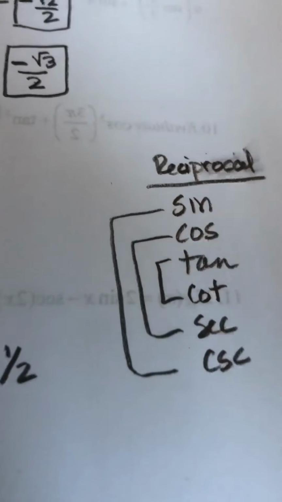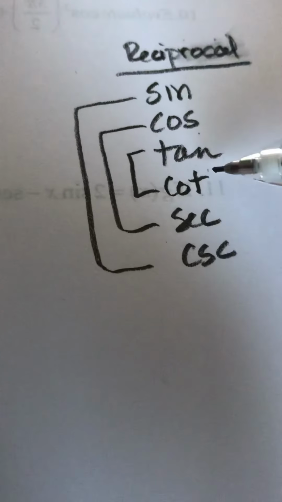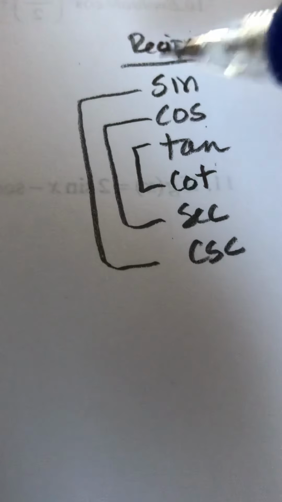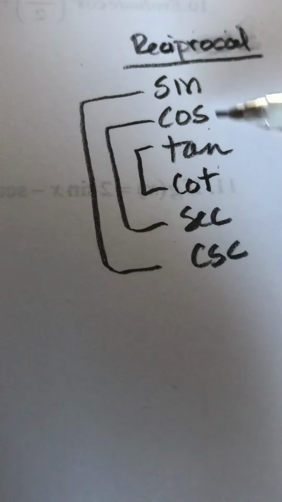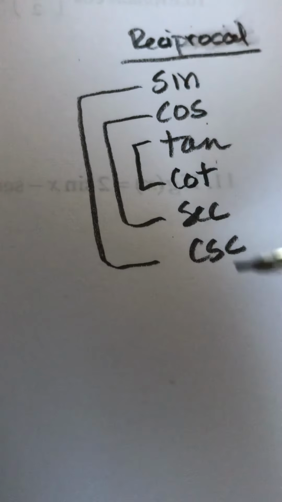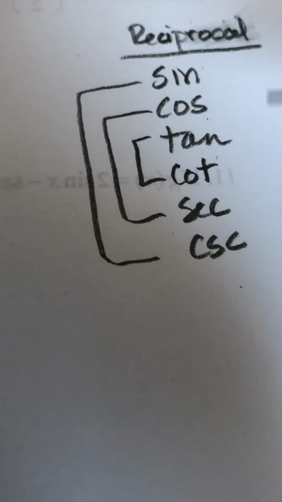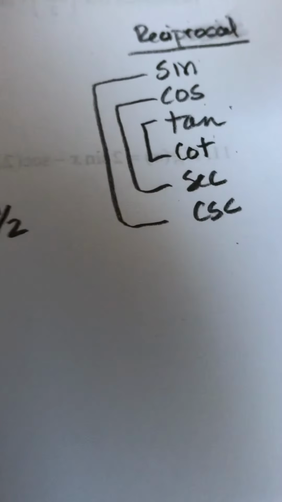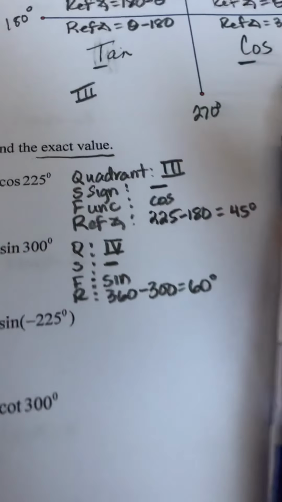So this is how you remember. If we write them in this order all the time, this is how they match up with their reciprocal functions. Secant is the reciprocal of cosine, cosecant is the reciprocal of sine, and cotangent is the reciprocal of tan. So to finish this off, finish off pages 9 and 10. Thanks.